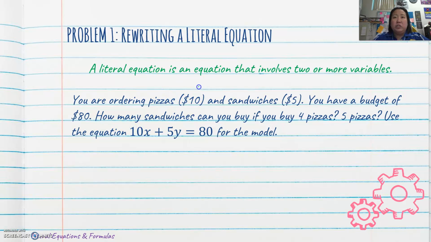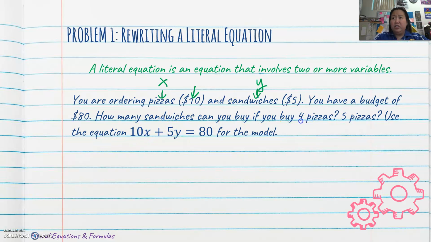As you can see, the pizza is $10, and between x and y, 10 is multiplied by x, so that is the number of pizzas. This is your x value. For the sandwiches, we have 5 times y, so 5 is the price of every sandwich, and so the sandwich is our y value, okay? How do we solve for this? We are looking for the number of sandwiches, which means we need to replace the value of our pizza.